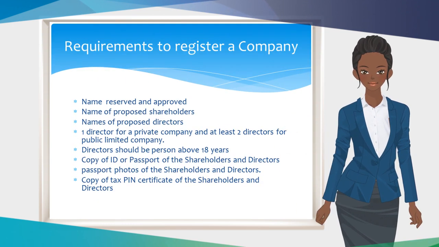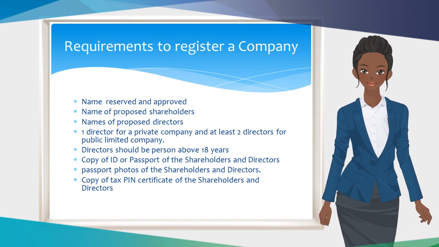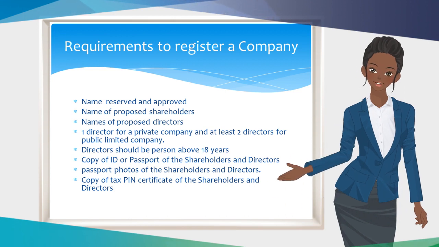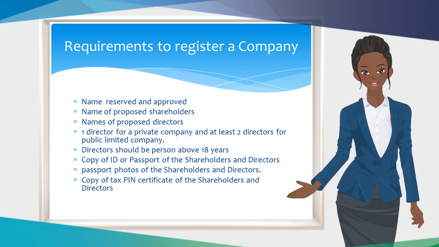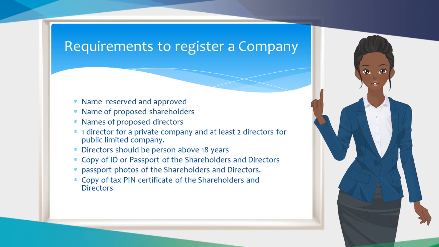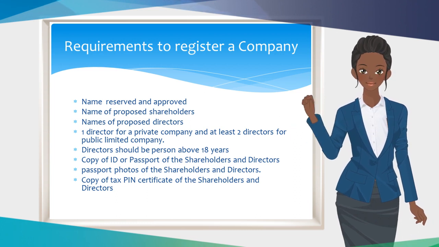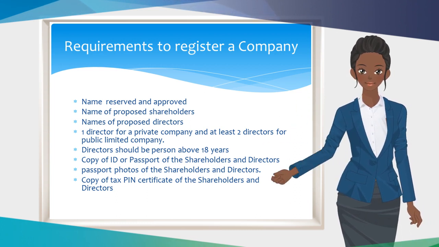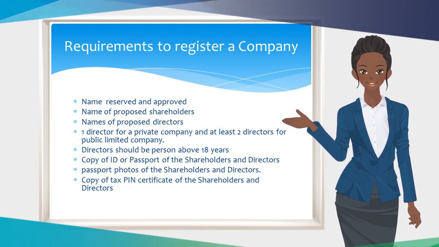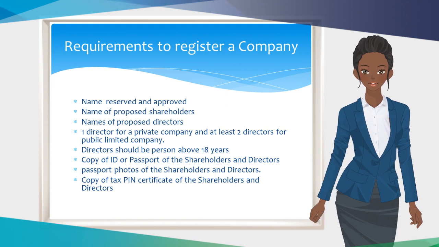A limited liability company. For a company, you need a name, reserved and approved, names of proposed shareholders, names of proposed directors, 1 director for a private company and at least 2 directors for a public limited company. Directors should be persons above 18 years. Copy of ID or passport of the shareholders and directors.